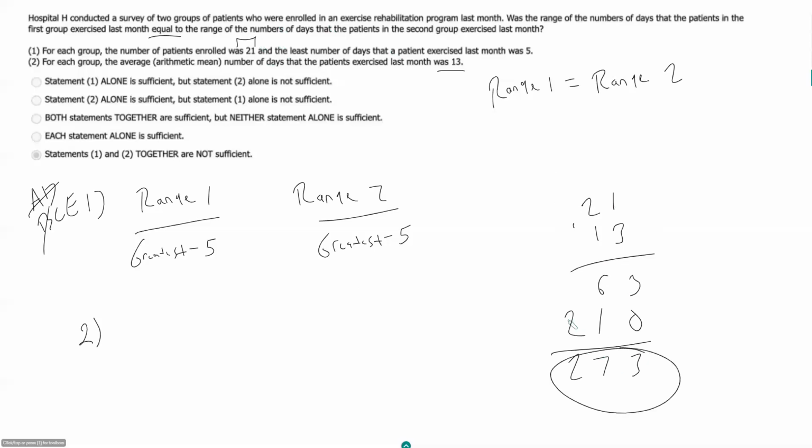So in each of our groups, there were 273 days of exercise total between the patients, but we don't really know what the greatest number was for any of our groups. So even together, these statements are insufficient. And E is the answer.